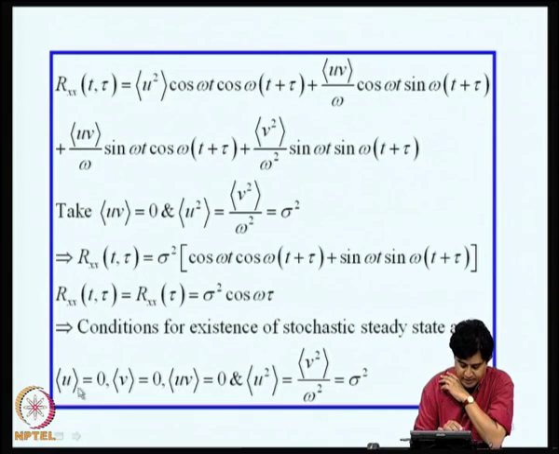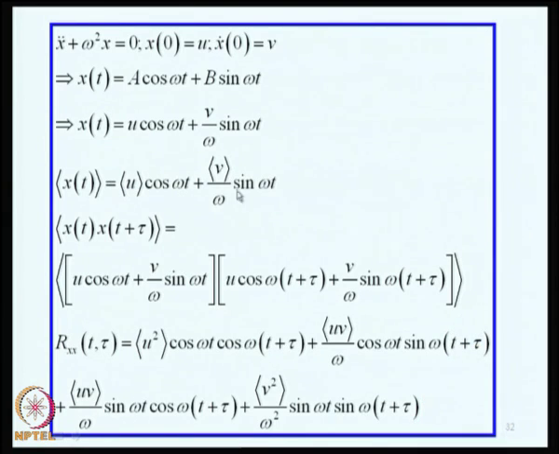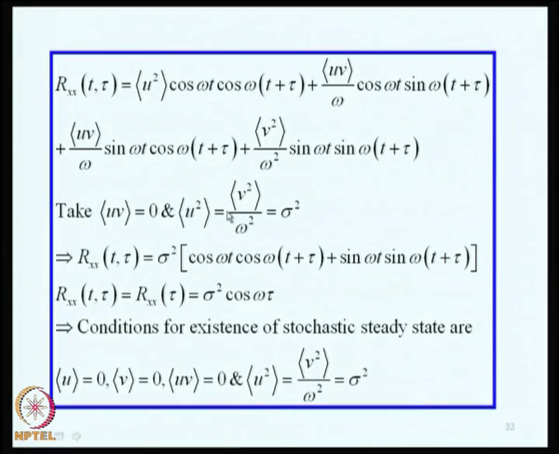So, we need to make the mean equal to 0. See, the mean is expected value of u into cos omega t plus this into sin omega t. So, the way that this can become time invariant is that expected value of u and expected value of v should be equal to 0. So, under this condition the process becomes wide sense stationary.